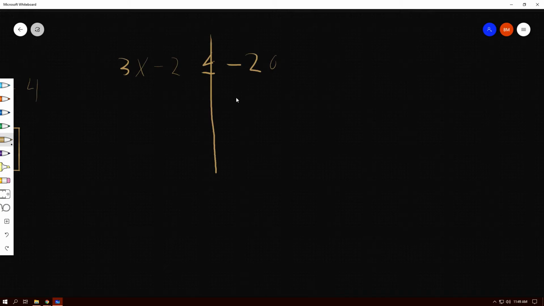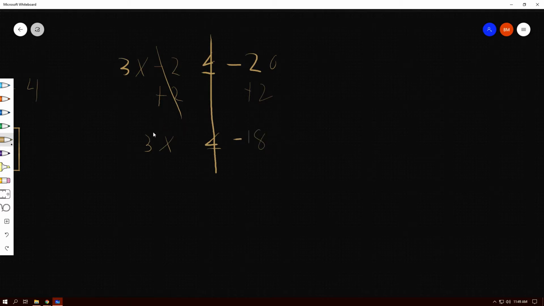Well, the 3 and the -2. What's the furthest thing away from the x? I'm going to say it's the -2. And how do you get rid of a -2? How do you get rid of a subtracting by 2? I'm going to go ahead and add. So I add both sides by 2. Now the 3x is less than or equal to -18.